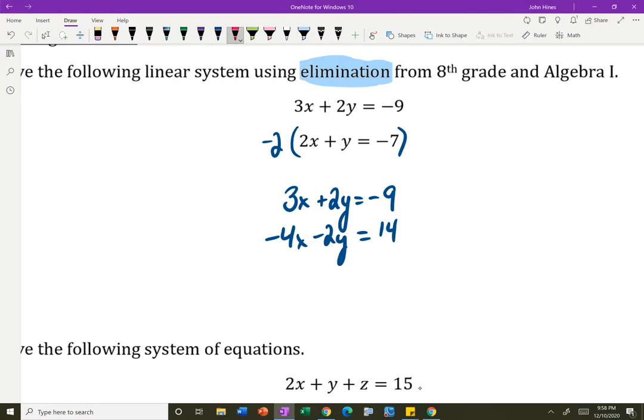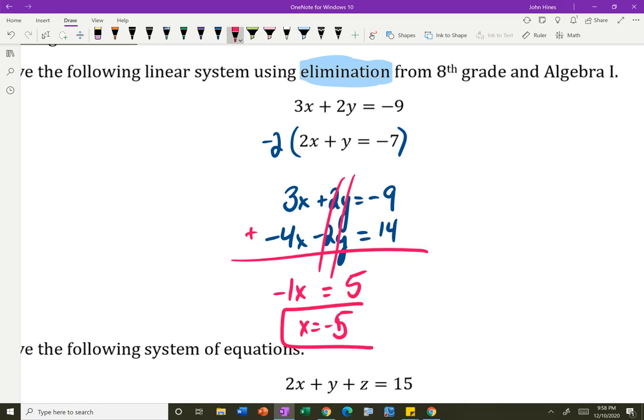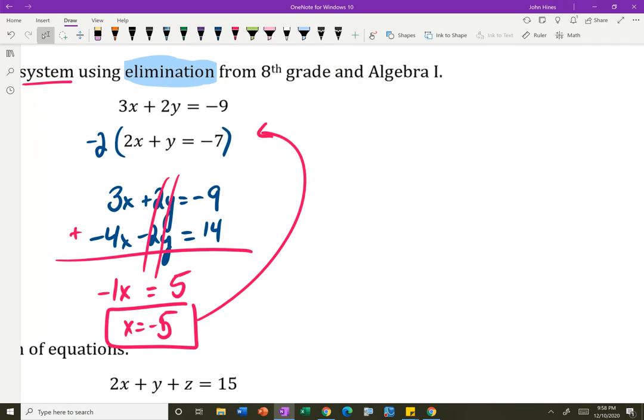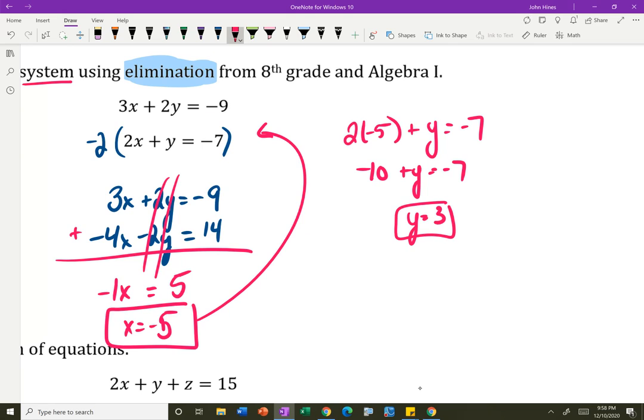So now that we've got this set up, we're going to add these two equations together. These terms make 0 here. Goodbye. Those make 0, and we're left with negative 1x equals positive 5. So that tells me x equals negative 5. But I haven't finished solving the system because I need x and y. So we take that value and plug it in. Doesn't matter which one you plug it into, I'm going to plug it into the bottom. 2x plus y equals negative 7. So negative 10 plus y equals negative 7, which leaves me with y equals 3. So these two lines intersect at the point negative 5, 3. That's what you learned in 8th grade and in Algebra 1.